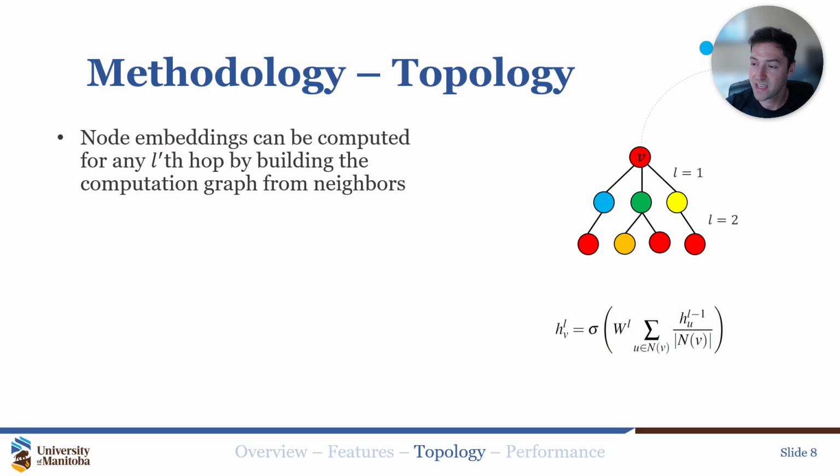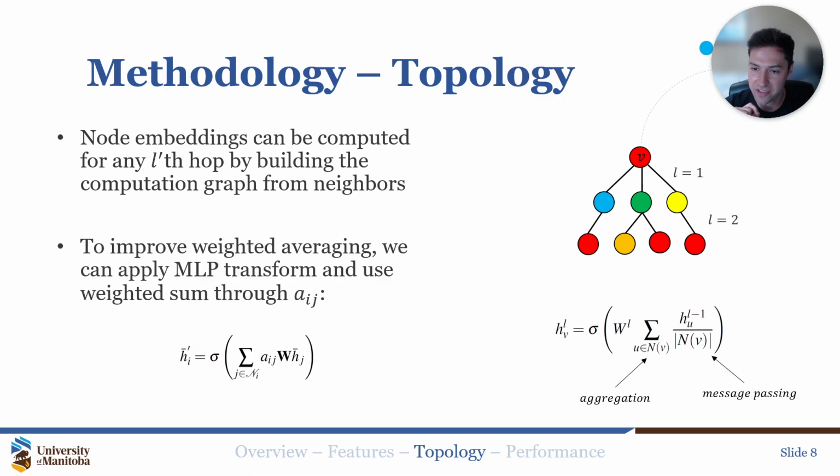So again, that's just saying, look at all my neighbors around me, combine that information, transform it with a feature matrix that's learnable, and then introduce a non-linearity. So there's a message passing layer where you're passing the messages from the nearby nodes, and the aggregation is combining all that information.